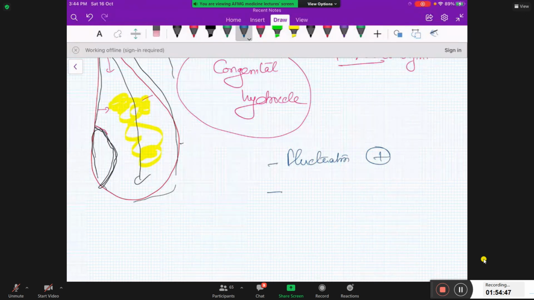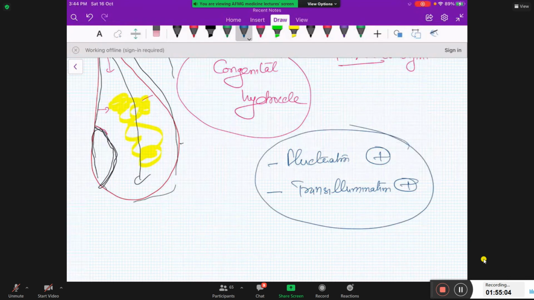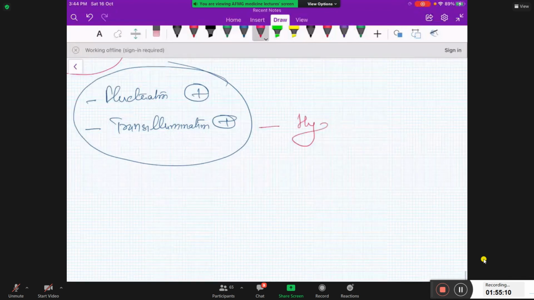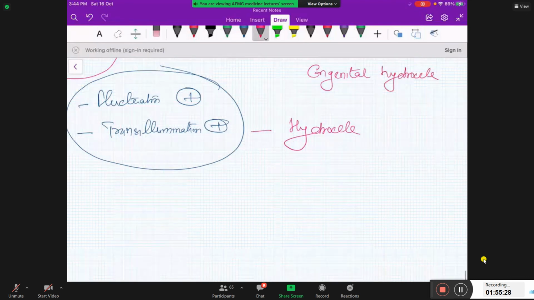And it has trans illumination also positive. Any swelling which has a fluid inside, when you put a torch on that, you will see the light going through the fluid. So this is called trans illumination positive. So these 2 points, since they are around the testis, you will call it a hydrocele. But actually, this is not a hydrocele. This is actually a misnomer. This is a hernia. Congenital hydrocele presents as a hydrocele to us, but in true sense it is a hernia.